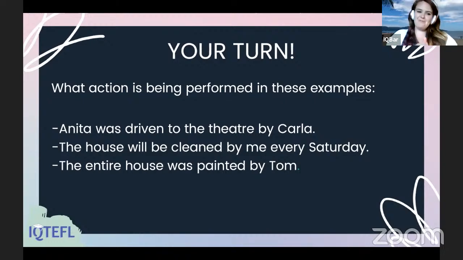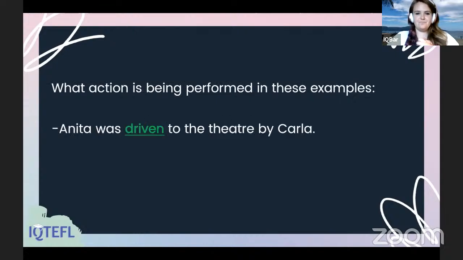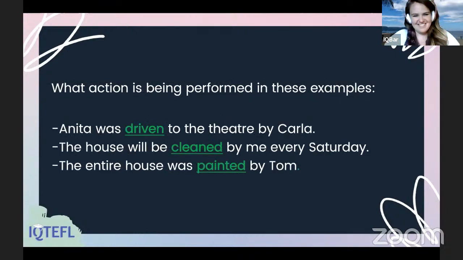Now, we have one more example here. The entire house was painted by Tom. So again, if driven and cleaned are the actions, the next one will be painted. We can see that these, driven, cleaned, and painted, are our past participles. So in a passive voice sentence, there will be 2 types of verbs that we need to show to our students and help them differentiate between. The action being performed is the main verb that we need to show them. But there is also one that always comes before this, and that you will go through in the grammatical structure.